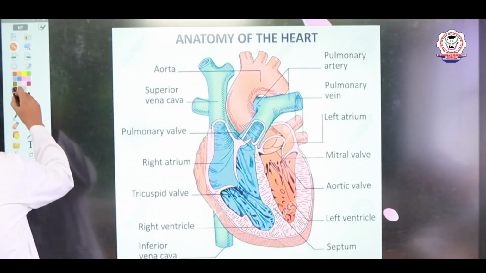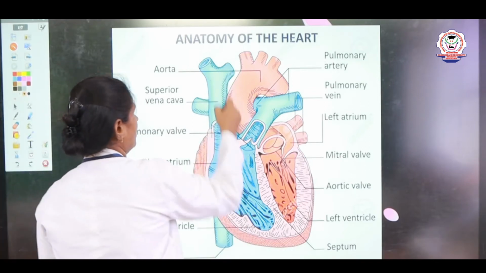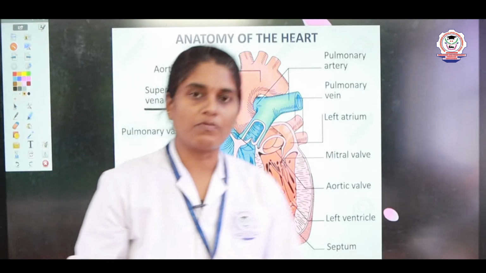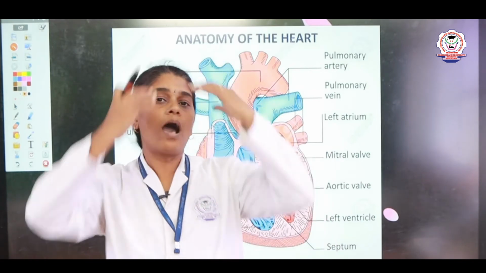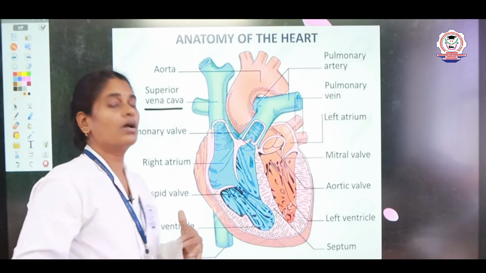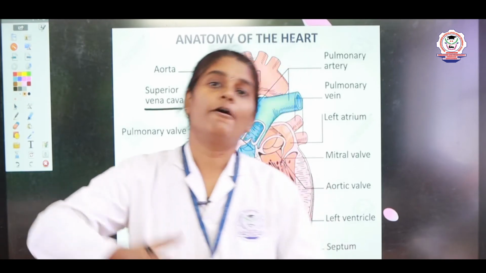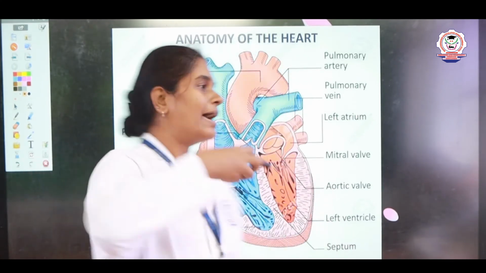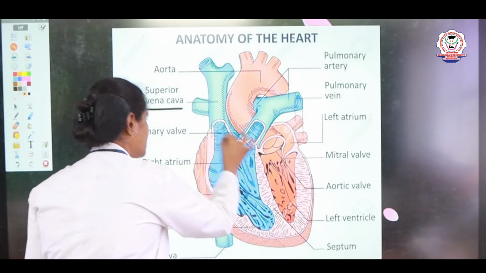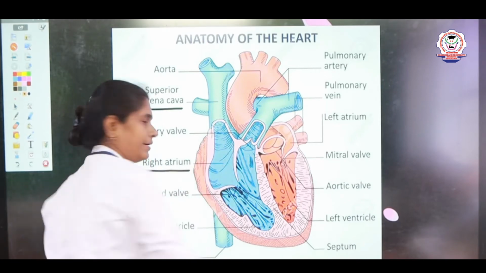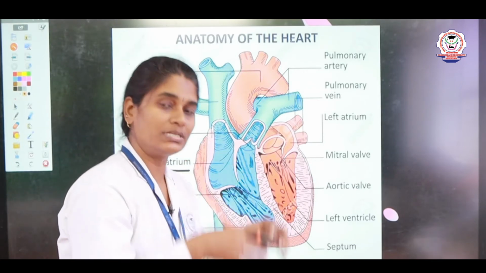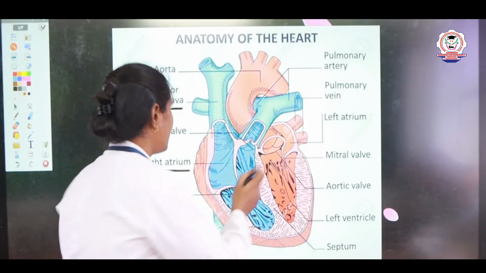Here you can see this blood vessel, which is known as the superior vena cava. The superior vena cava brings all the deoxygenated blood from the upper part of our body, and the inferior vena cava brings all the deoxygenated blood from the lower part of our body. Thereby the 2 blood vessels pour the deoxygenated blood into a chamber known as the right atrium. Clear? When the right atrium contracts, the deoxygenated blood is sent into the right ventricle.